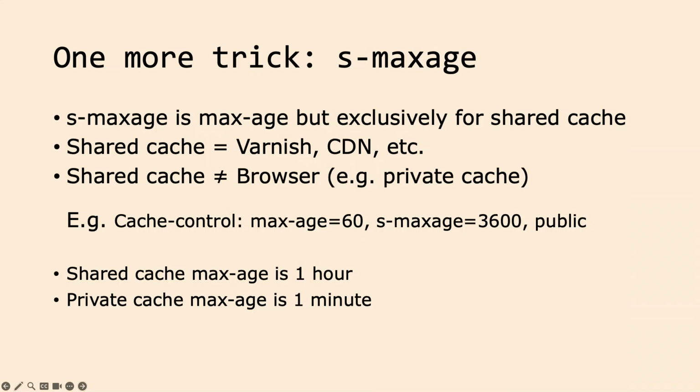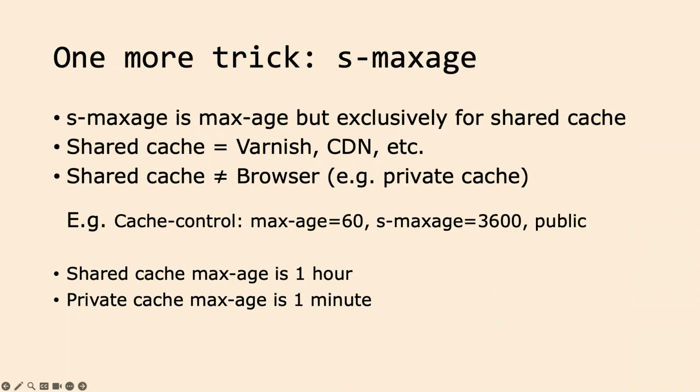Okay, so we do have another trick, and that's s-maxage, which is shared max age. So it's max age, but for shared cache. So your shared cache is going to be Varnish, your CDNs. What it is not is your browser cache. So what happens is your shared cache, external cache, is going to ignore the max age, and it's going to use the s-maxage instead.